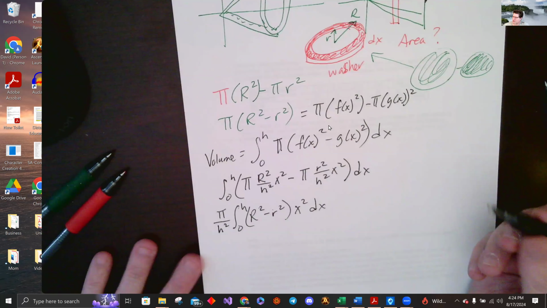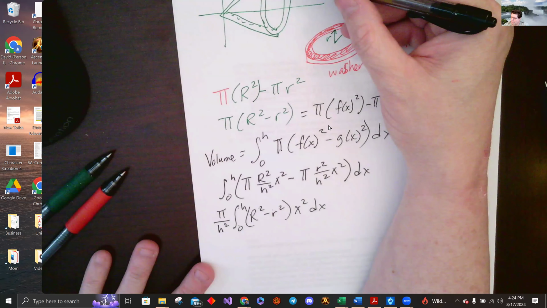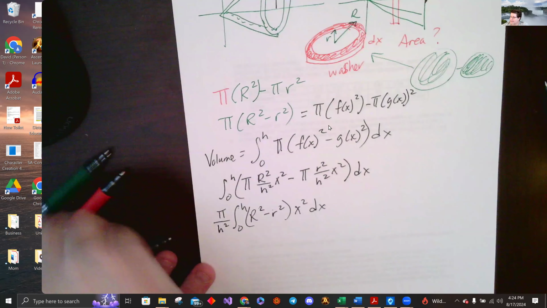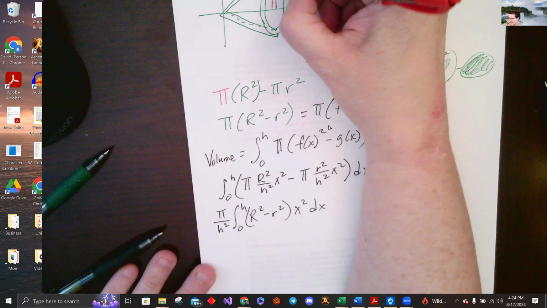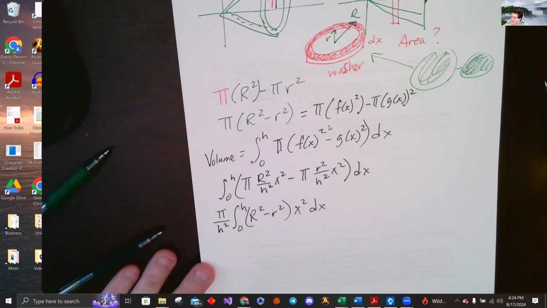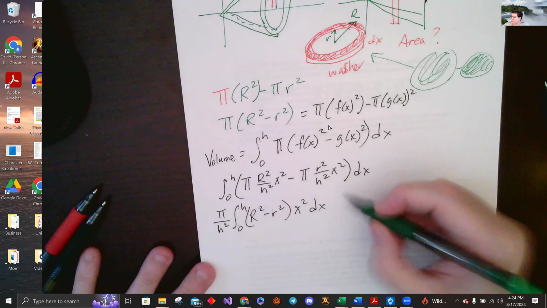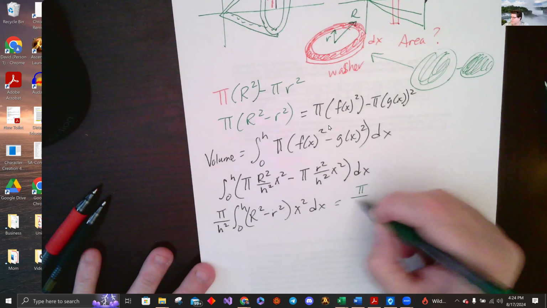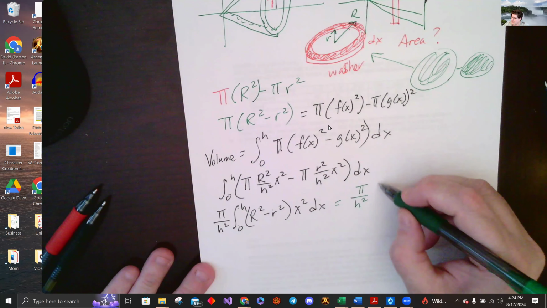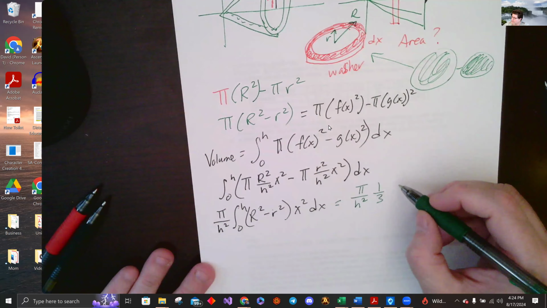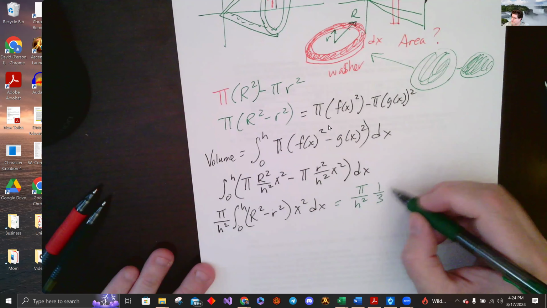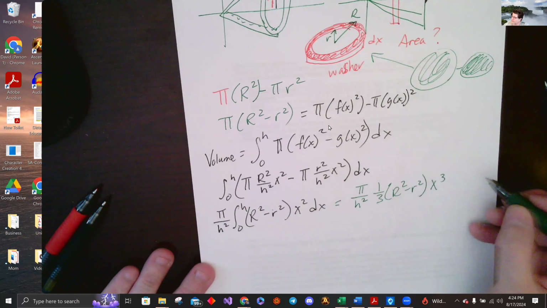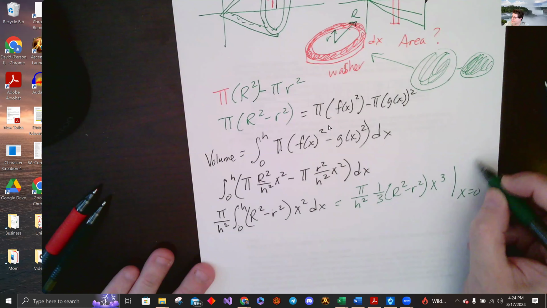So the volume of this cone with an outer radius of R right here, that's R, and this little inner cone, the inside of the waffle cone, is little r. We have the power rule, upper power divided by power. I've got pi over h squared times 1/3 times R squared minus r squared. This is x cubed. We're going from x equals 0 to x equals h.